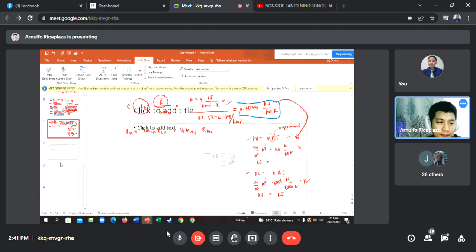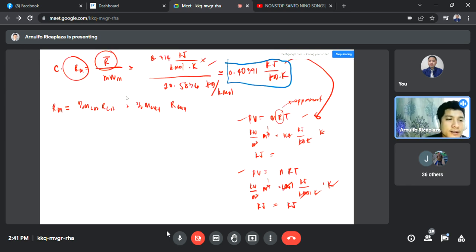Okay, so let us solve the current slide. We have R_m is equal to, since CO2 is 0.35 percent mass, times the R of CO2, that is 8.314 over its molecular weight, which is 44.